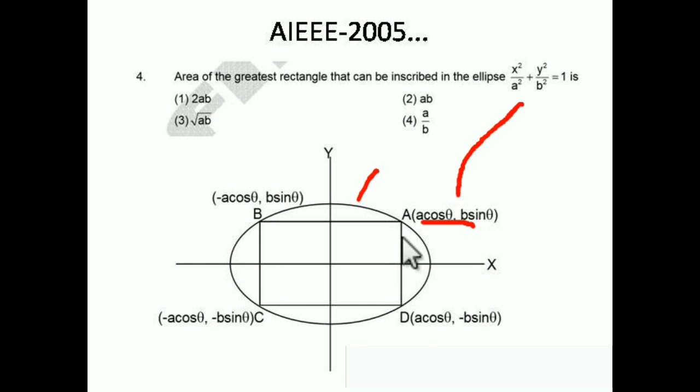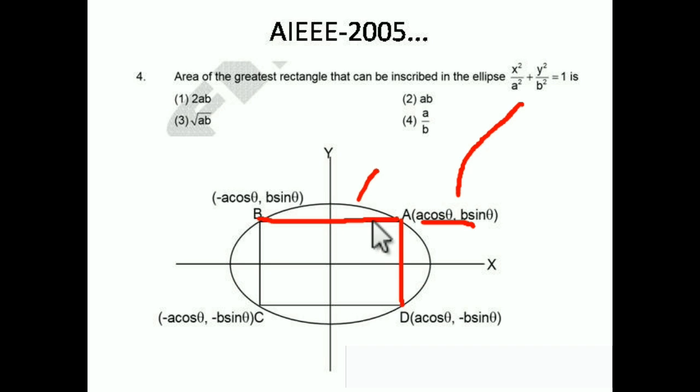Now tell me, what is this length? This straight line has length 2a cos theta. You can easily find it out by the distance formula also. This is a very easy thing to find out. It is simply 2b sin theta, because this length is the y coordinate, b sin theta, and here also it's b sin theta, so its total length is 2b sin theta. Similarly here, this length is 2a cos theta.